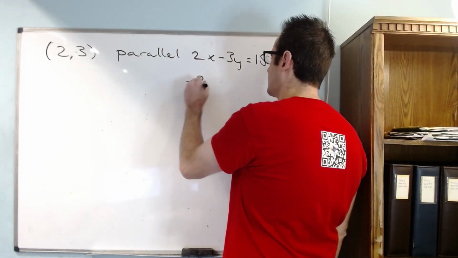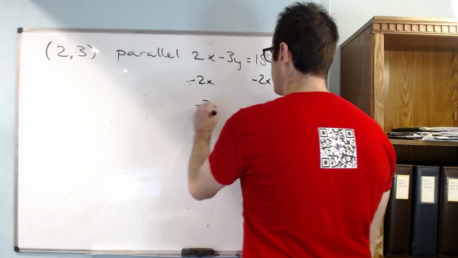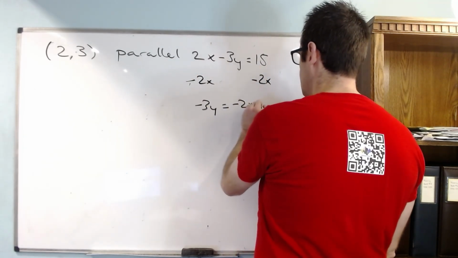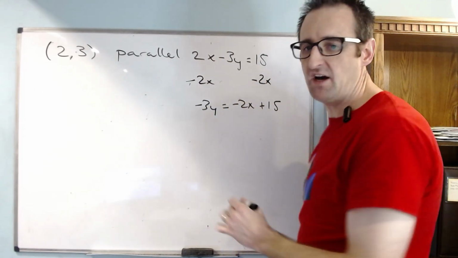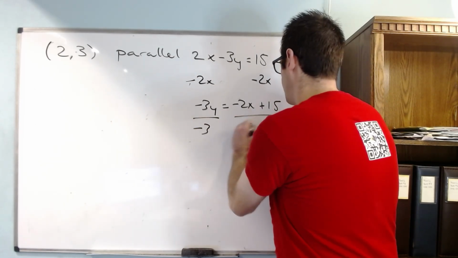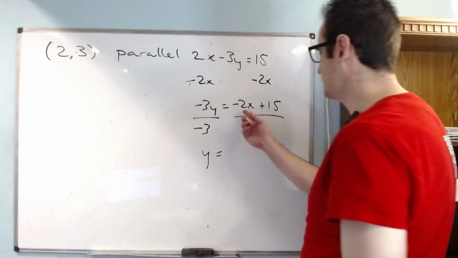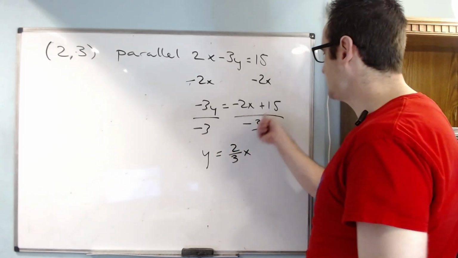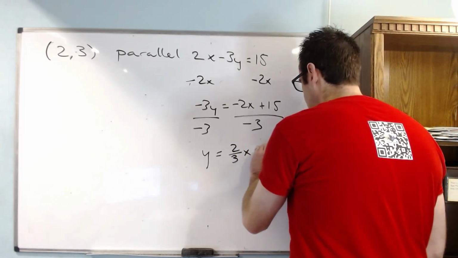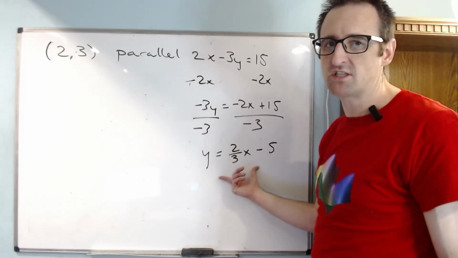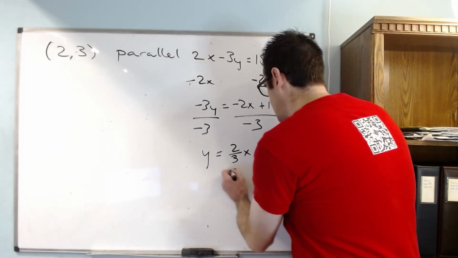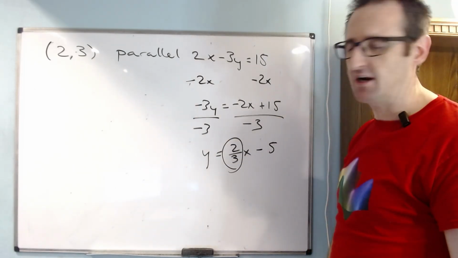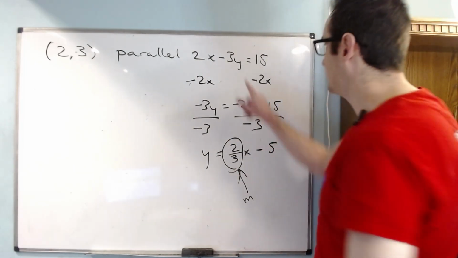So we subtract 2x from both sides. We get negative 3y is equal to negative 2x plus 15. And then we divide both sides by negative 3. This yields that y is equal to, well, negative 2 divided by negative 3 is just 2/3 x, and 15 divided by negative 3 is minus 5. And so this is the slope-intercept form. The thing we really need is the slope, which is that guy right there. That right there is the slope of this line here.